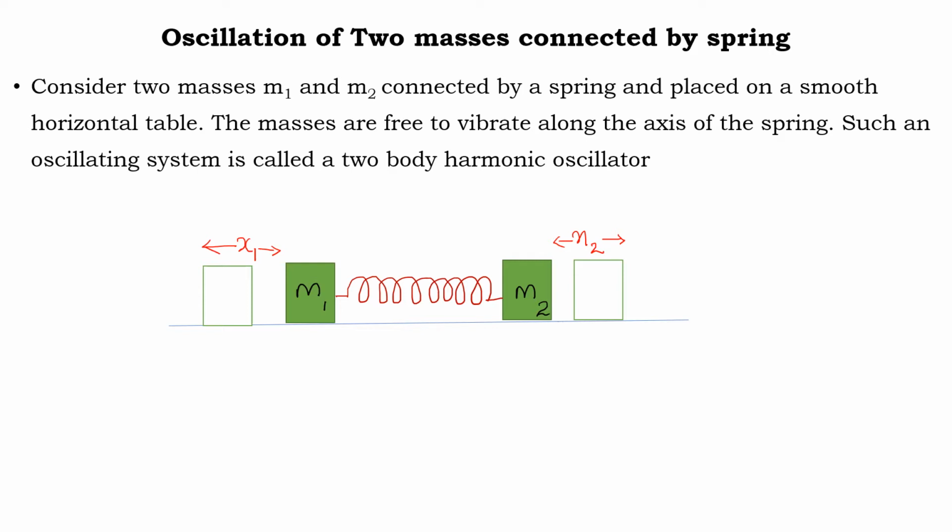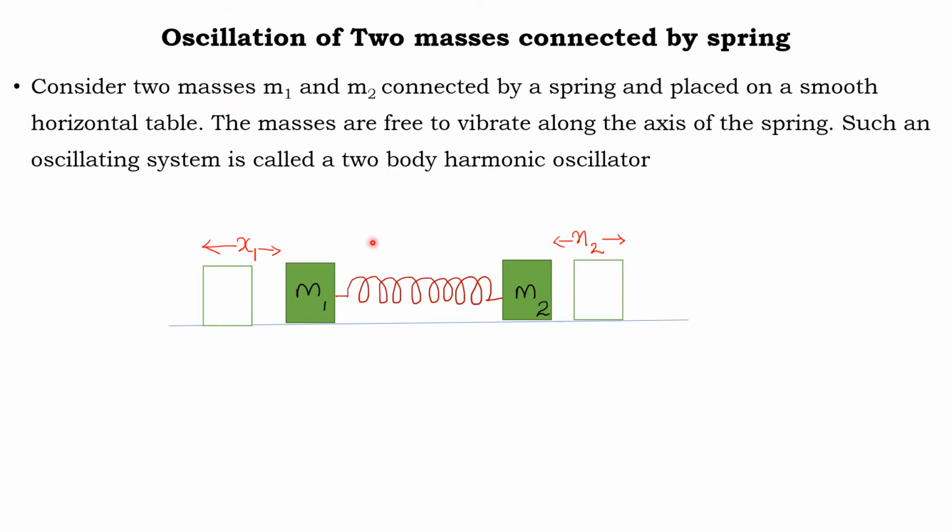A system of two bodies connected by a spring so that both are free to oscillate simple harmonically along the axis of the spring constitute a two-body harmonic oscillator. The oscillation of two masses connected by a spring is an example of a two-body harmonic oscillator.